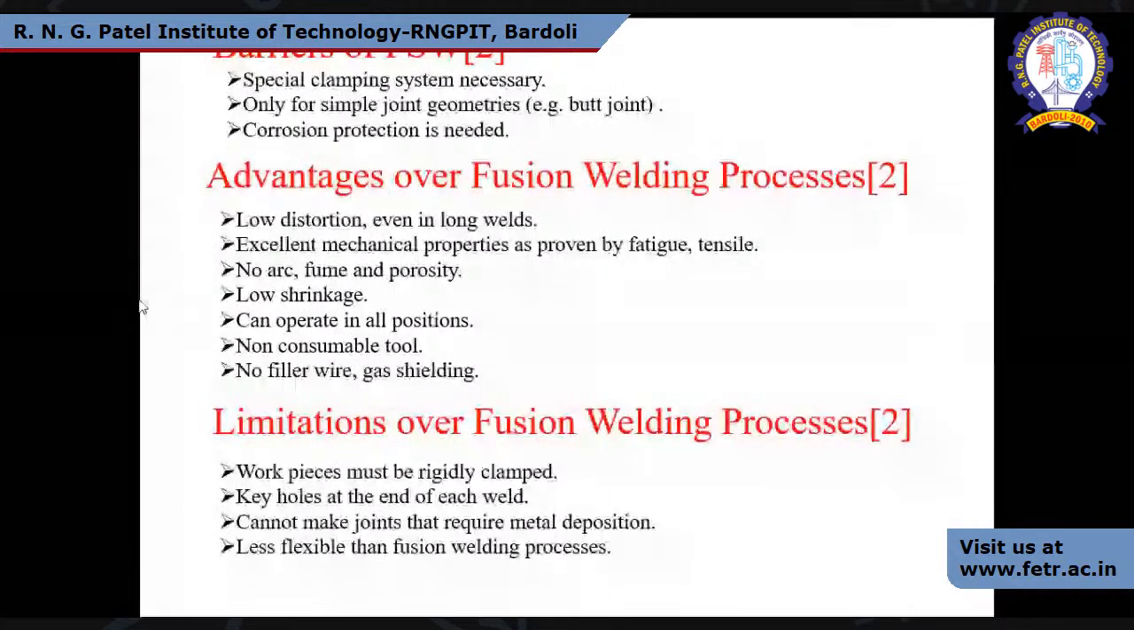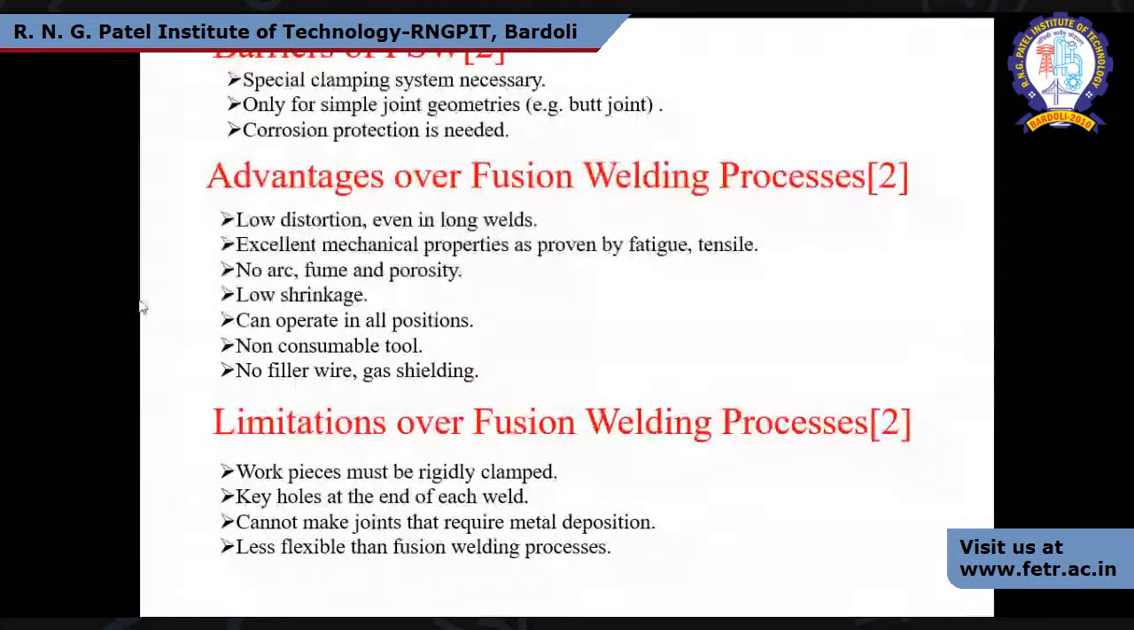Another limitation is the keyholes at the end of each weld. Whenever we lift up our tool, at that time we find a keyhole kind of error in friction stir welding, whether it is air FSW or underwater FSW, or we can say immersed FSW. We cannot make joints that require metal deposition. This is one of the major disadvantages of friction stir welding, that we cannot make joints that require metal deposition. Here the metal itself is melted and joins together.